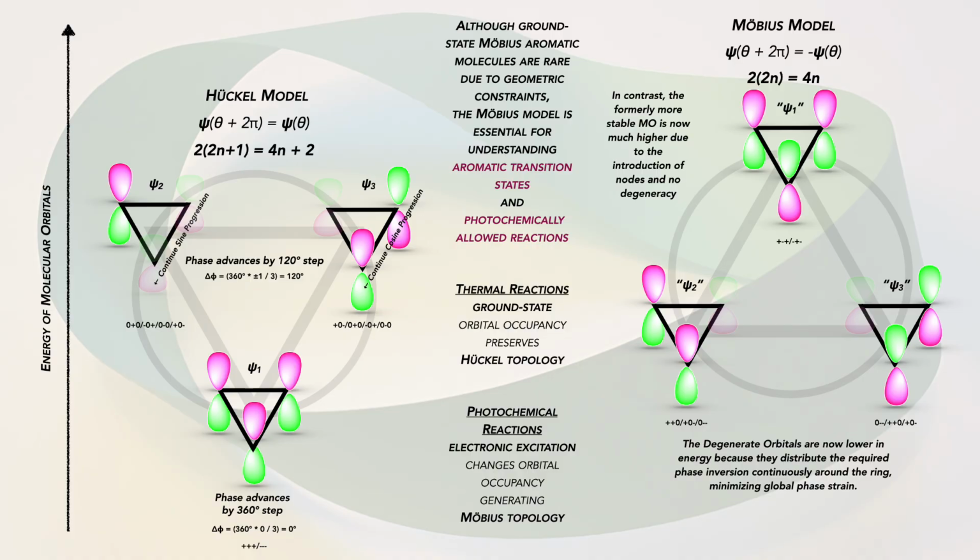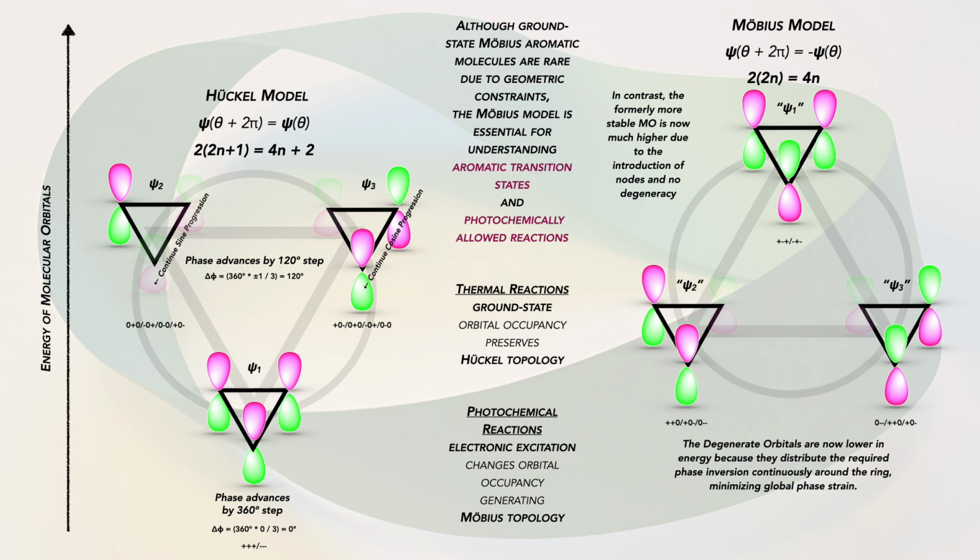This yields the Möbius model. In a Möbius system, the boundary condition becomes the wave function as a function of theta plus 2 pi is equal to negative of the wave function as a function of theta. The wave function must change sign after one full loop. And that single minus sign changes everything.